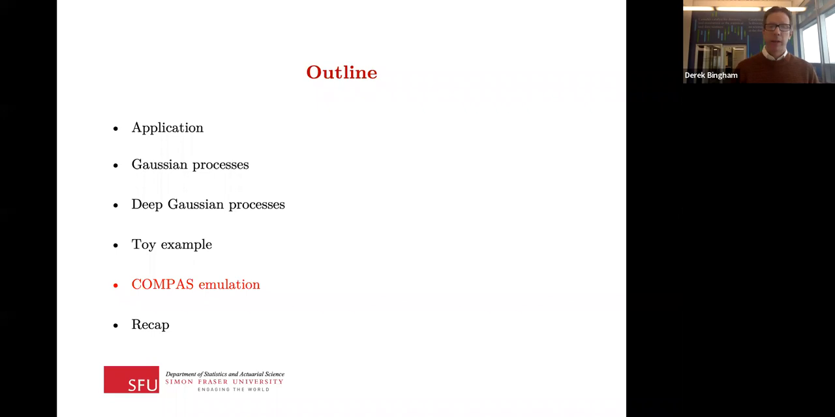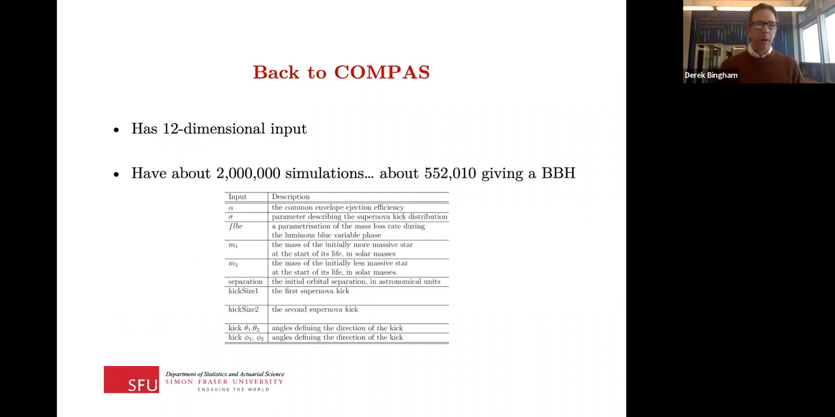All right, so back to COMPAS, back to the computer model that we were really interested in the first place. We have a 12-dimensional input space, and the inputs include things like the common envelope ejection efficiency, the mass of the initially more massive star. So M1 is always the biggest of the two, M2 is always the smallest, how far apart they are, and so on. And there are parameters that have to do with the merger itself.